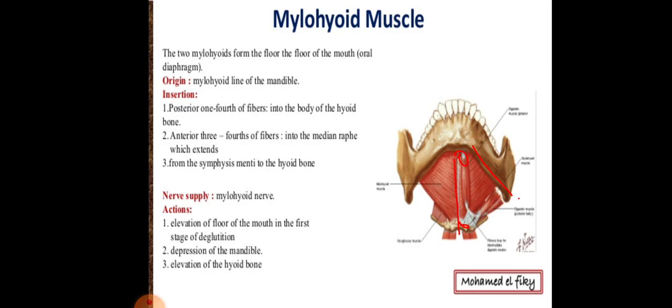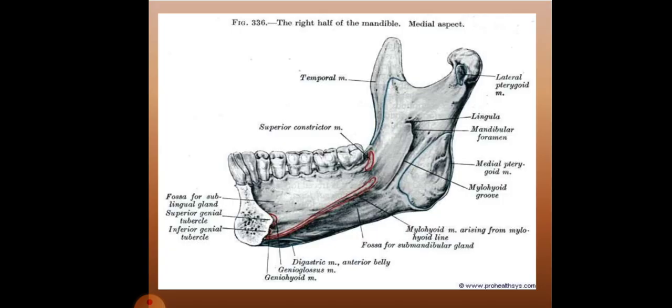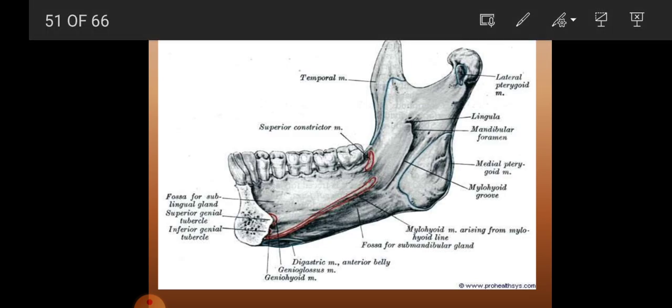action is elevation of the floor of the mouth in the first stage of deglutition. Thus this muscle is helping in the deglutition, and also depression of the mandible and elevation of the hyoid bone. So here we can see the mylohyoid line from where our mylohyoid muscle is originating. This is the mylohyoid line.